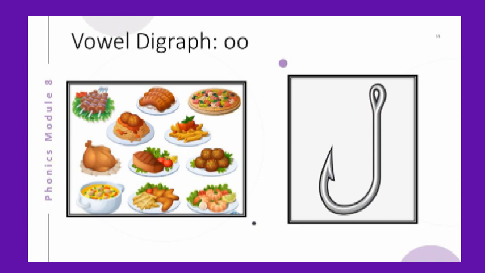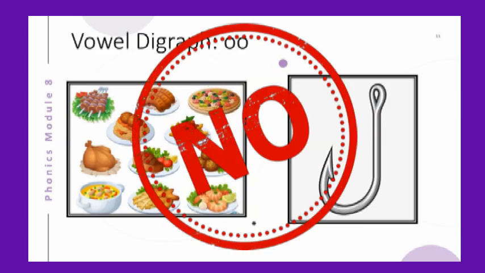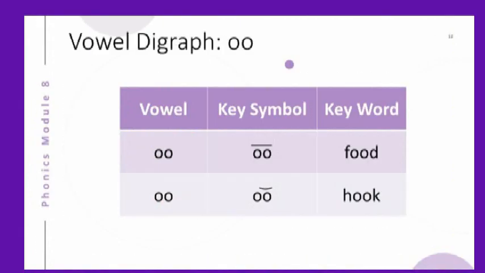Pronounce both pictures aloud. Pronounce the vowel phoneme in each word. Are they spelled the same? Do they sound alike? Since the key symbol for the sound heard in food is two O's covered by an elongated macron, it is logical to represent the short phoneme heard in hook with an elongated breve over the two O's.